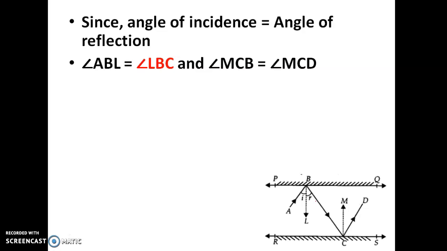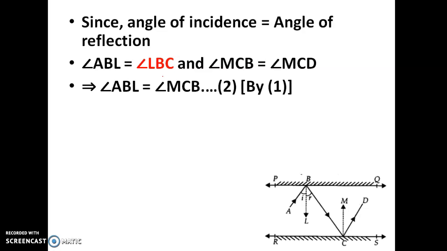ABL is equal to LBC and MCB equal to MCD. Both this angle i is equal to r. Here also this angle is also one of the angle of incidence and reflection, so this will also be equal. In the previous equation also we had LCB. That's why I marked both as red. So now we can equate the other angles.